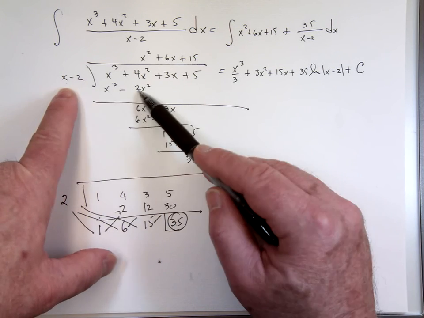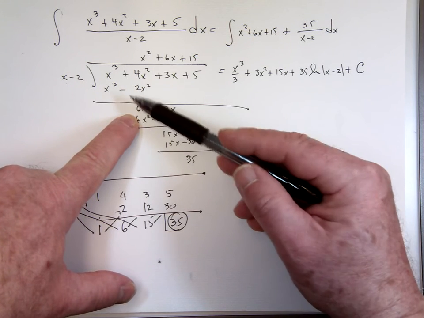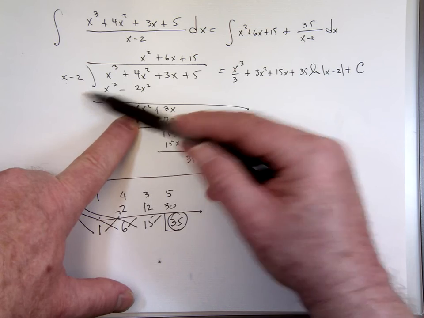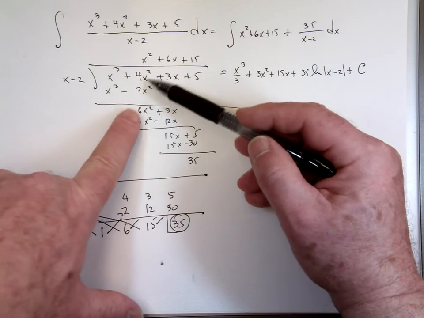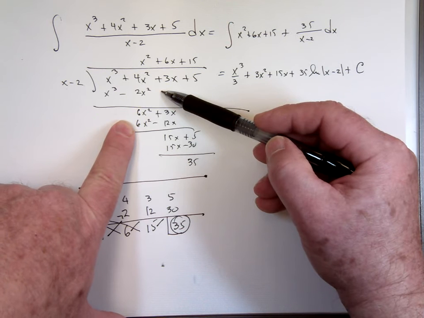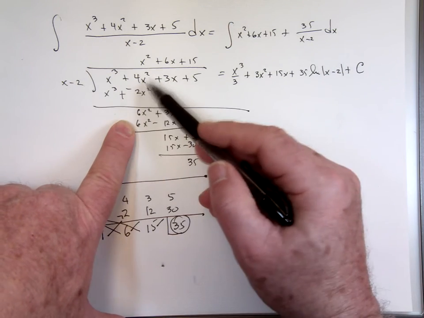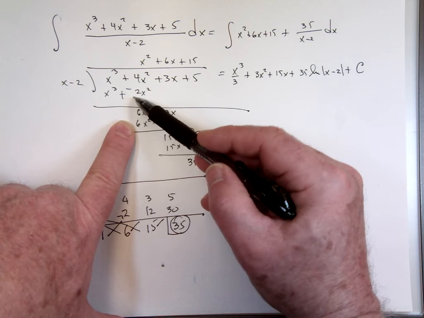You do. You take x cubed minus x cubed is 0, and then you take 4x squared minus this negative 2x squared. Oh, okay. Yeah, you have to be careful of that. Think of it as plus a negative 2 if you want, but you have to subtract the negative 2 from 4 to get 6. Common mistake right in there.